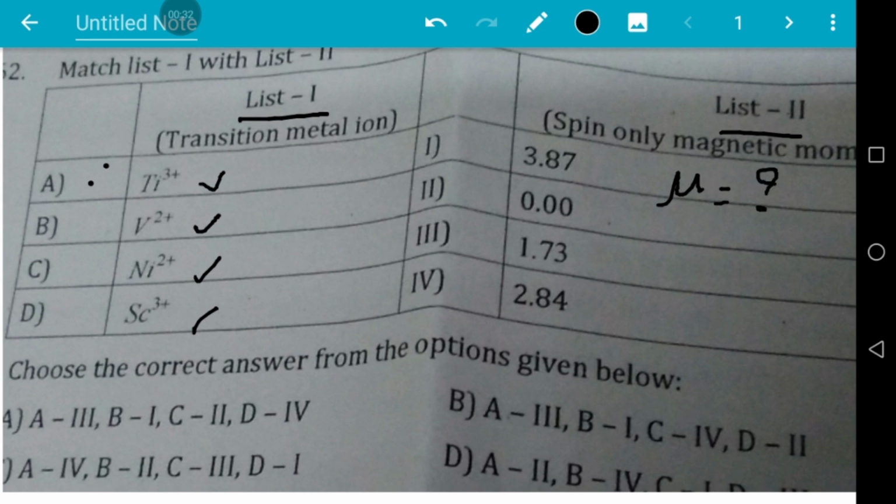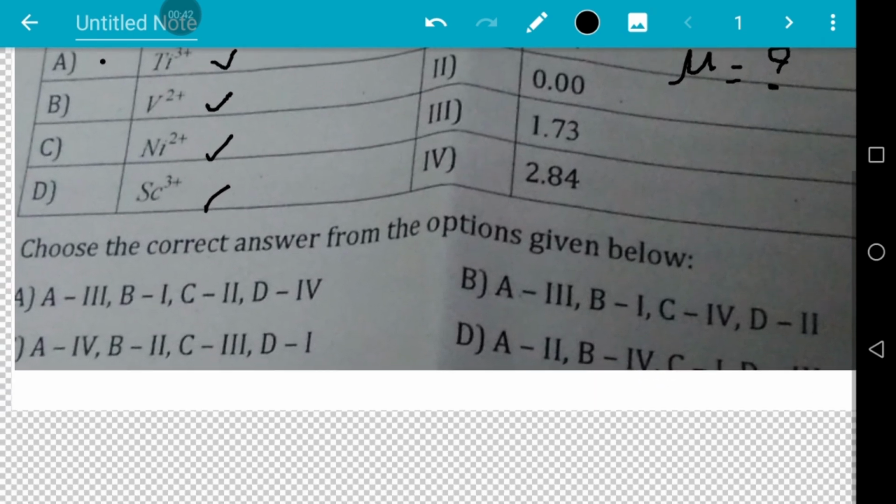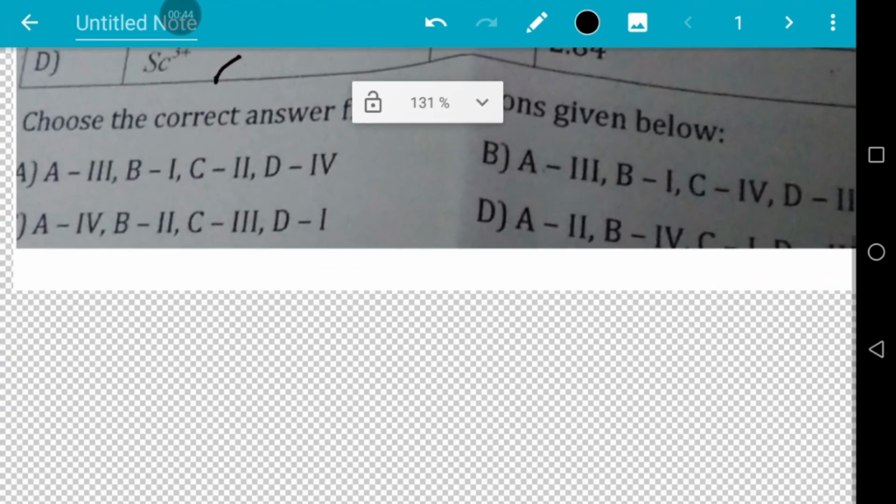So what are the metal ions they gave? Titanium, vanadium, nickel and scandium. Now how do we calculate the spin only magnetic moment? The first option is titanium plus 3. How do we calculate the mu value? Mu means spin only magnetic moment, and we have to calculate it for each and every ion.